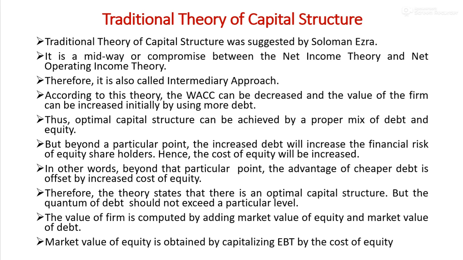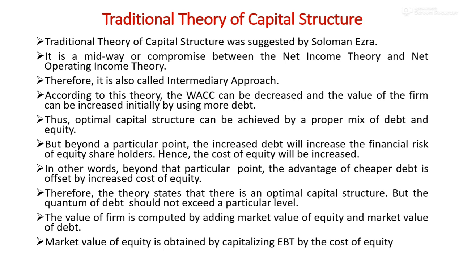Actually, this is a midway or compromise between net income theory and net operating income theory. As it is a compromise between net income theory and net operating income theory, the traditional theory is commonly known as the intermediary approach to capital structure.